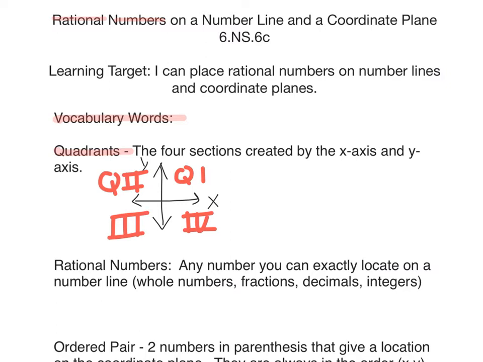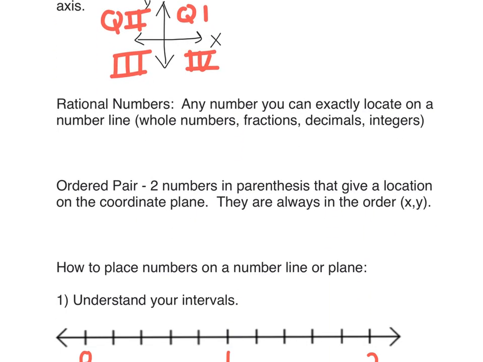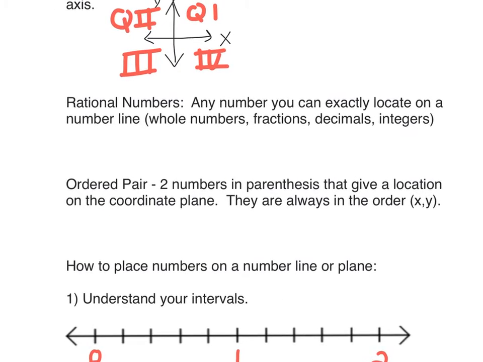The rational numbers. Any number you can exactly locate on a number line is rational, such as whole numbers, fractions, decimals, and integers. Almost everything's a rational number. The word rational outside of math usually means it just makes sense. Like, I'm completely rational. Okay?